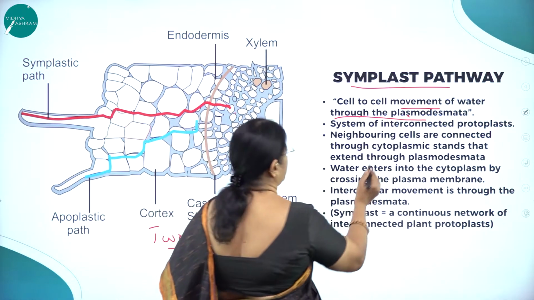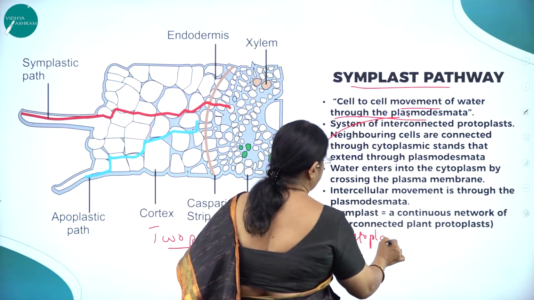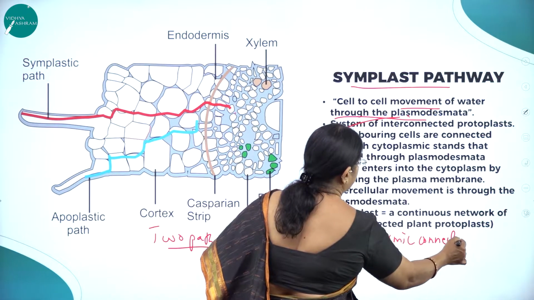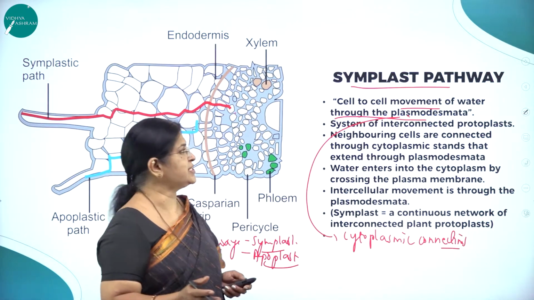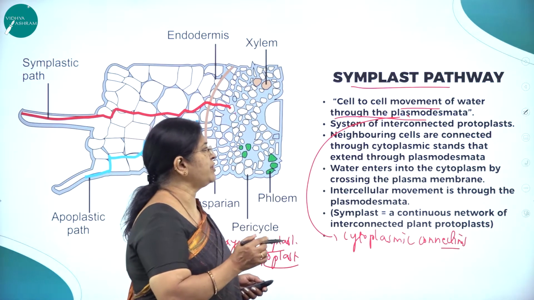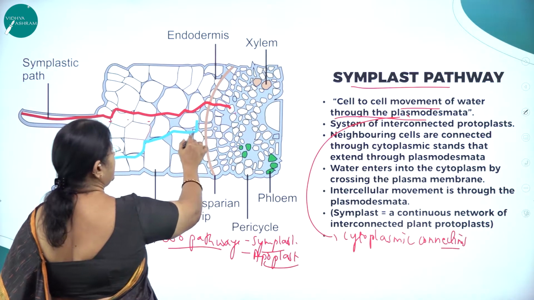Plasmodesmata are called as what? Plasmodesmata are nothing but called cytoplasmic connections. Cytoplasmic connections which connect one cell with the neighboring cell. So symplast pathway. What is symplast pathway? Cell-to-cell movement of water through the plasmodesmata. So each cell will have the plasmodesmata.